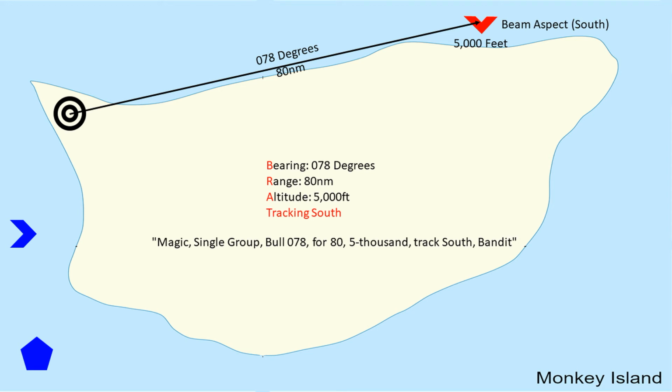And that's going to sound something like, "Magic, single group, bulls 078 for 80, 5,000, track south, bandit." You'll see that they put the declaration at the end because they know it's a bandit in this case.